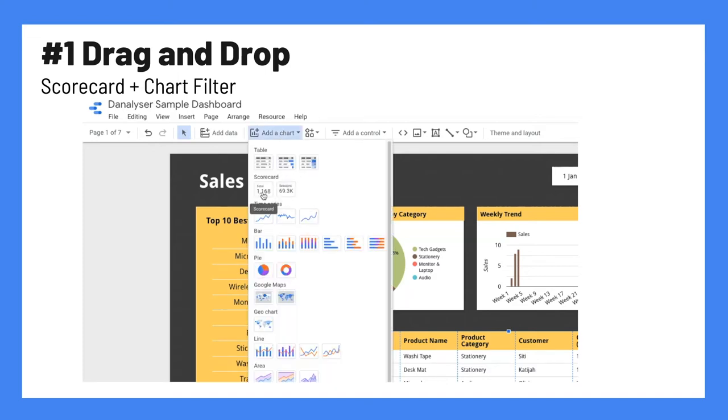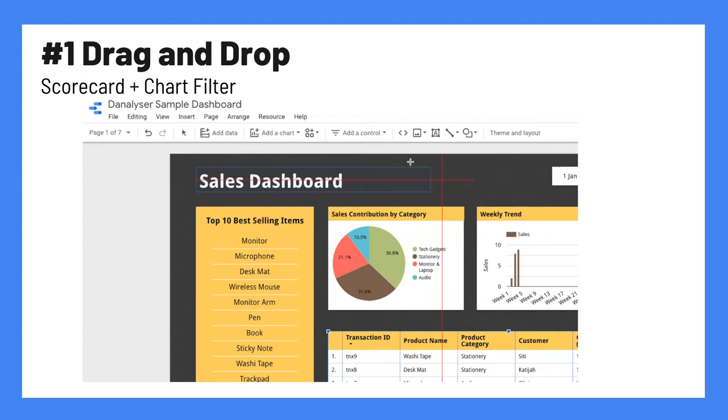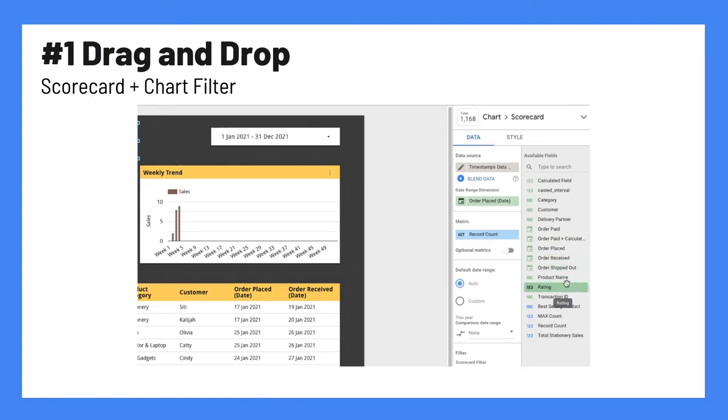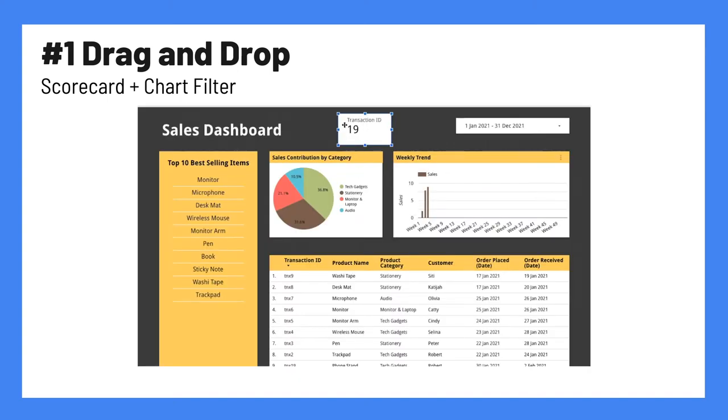So first of all, you can go to add a chart and then select a scorecard and just click on the canvas. In this case, I'm going to take transaction ID and put it under metric. So you can see now it's showing as CTD, meaning that it's counting distinct number of transaction ID. Now we know that in total we have 19 orders.